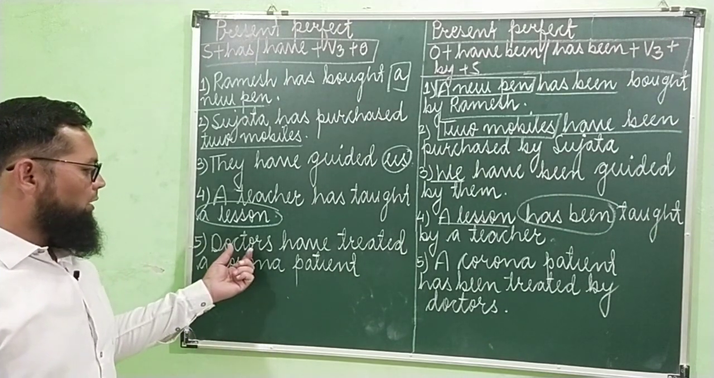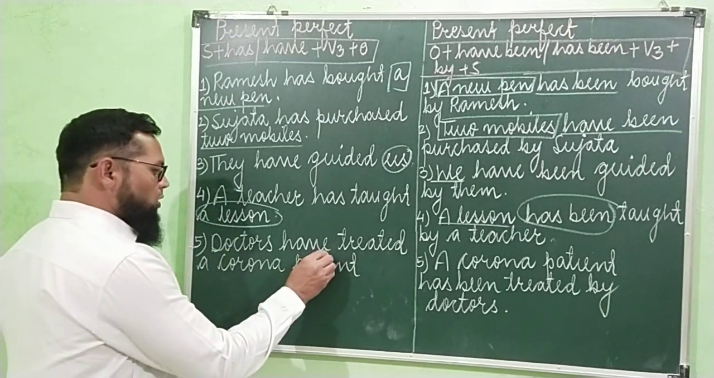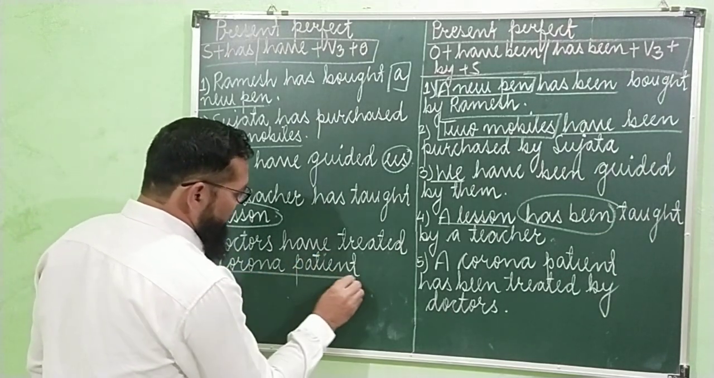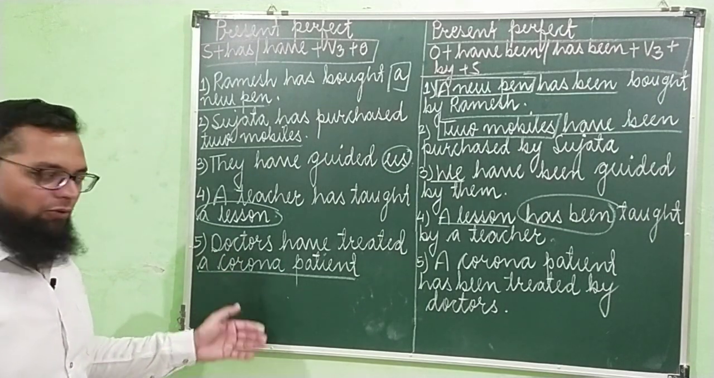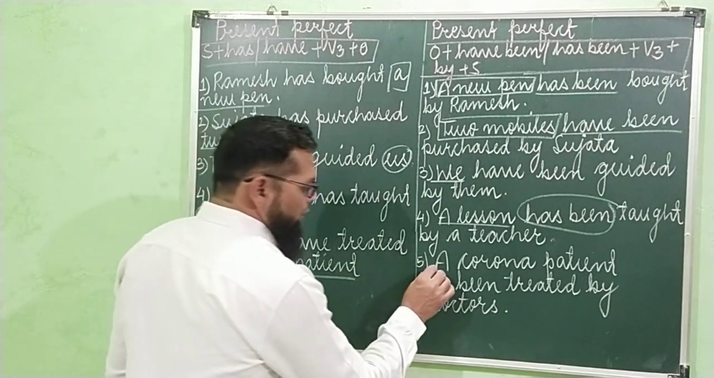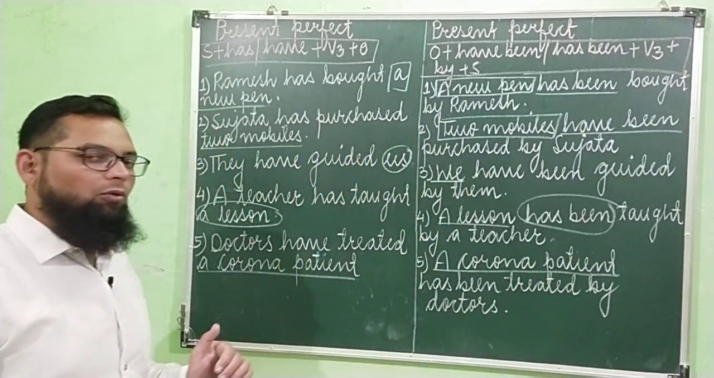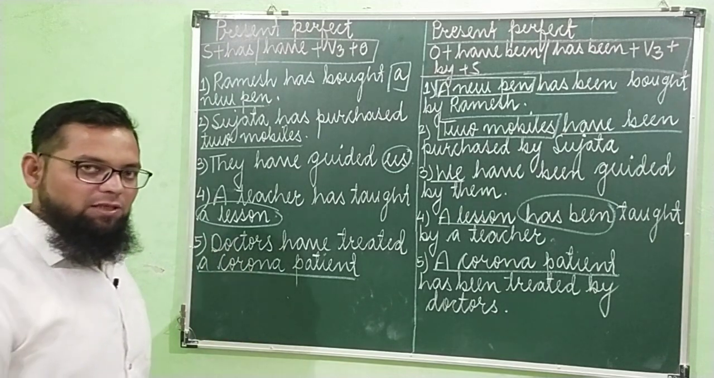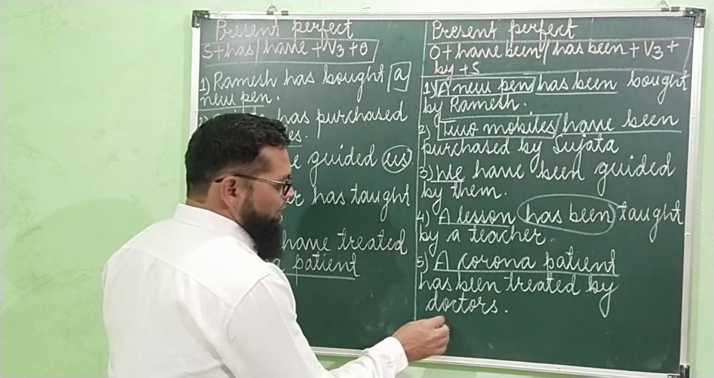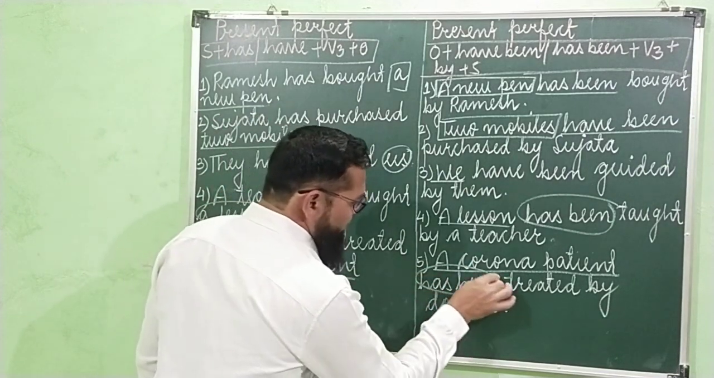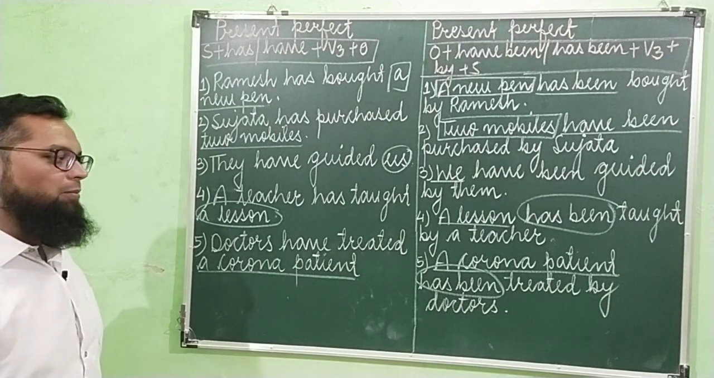Next example, doctors have treated a corona patient. So what is the object here? A corona patient. Okay. Is it singular or plural? Singular. So here I have used a corona patient as the object. Now with singular, what do we use in present perfect tense? Has been. So here has been is used as the helping verb. A corona patient has been treated by doctors.